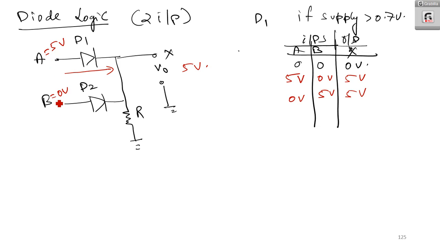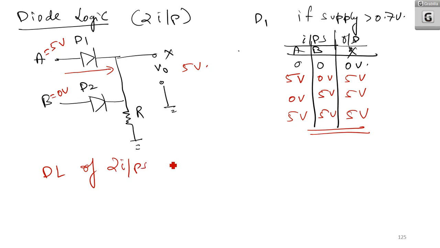Again, if both are 5 volt, then also you will get the output as 5 volt. It will not get added up, since this is parallel. So what happens is that if 5 volt and 5 volt input is there, you will get output as 5 volt. This is the basic diode logic or DL of two input OR gate.